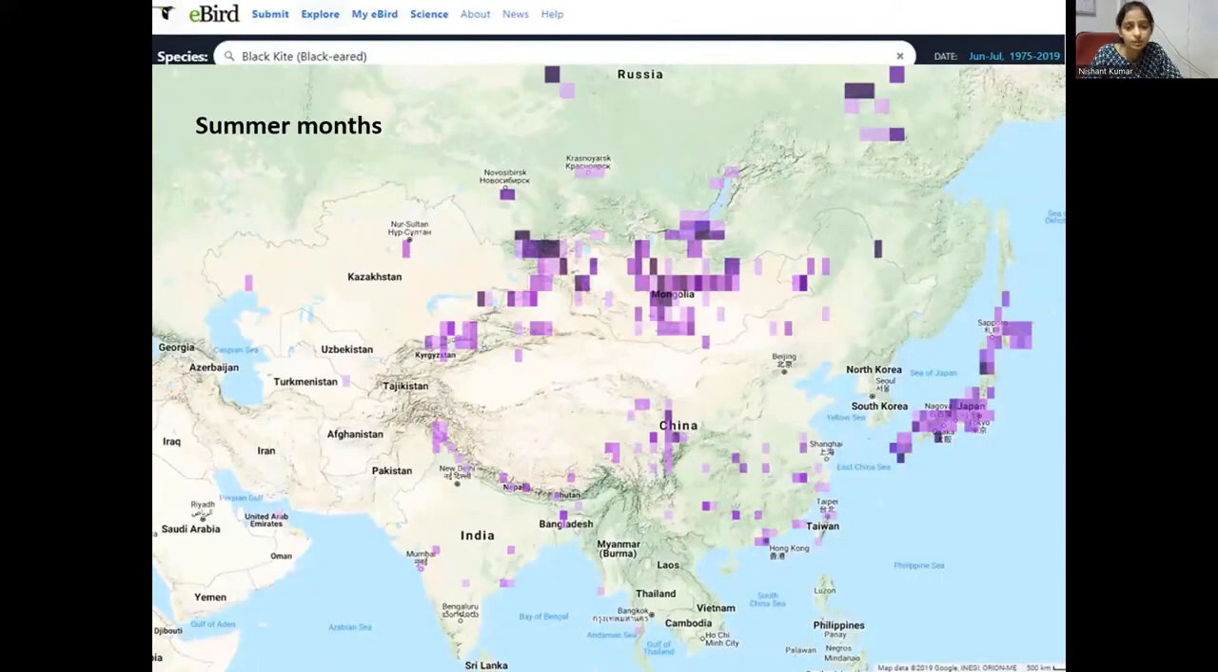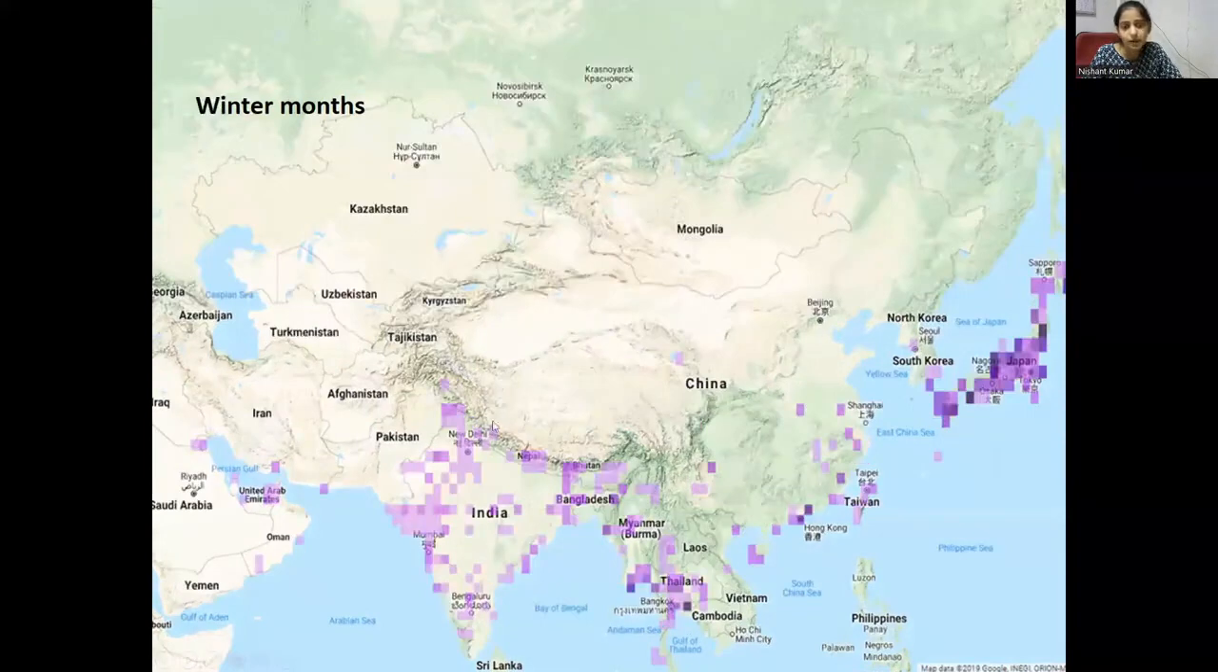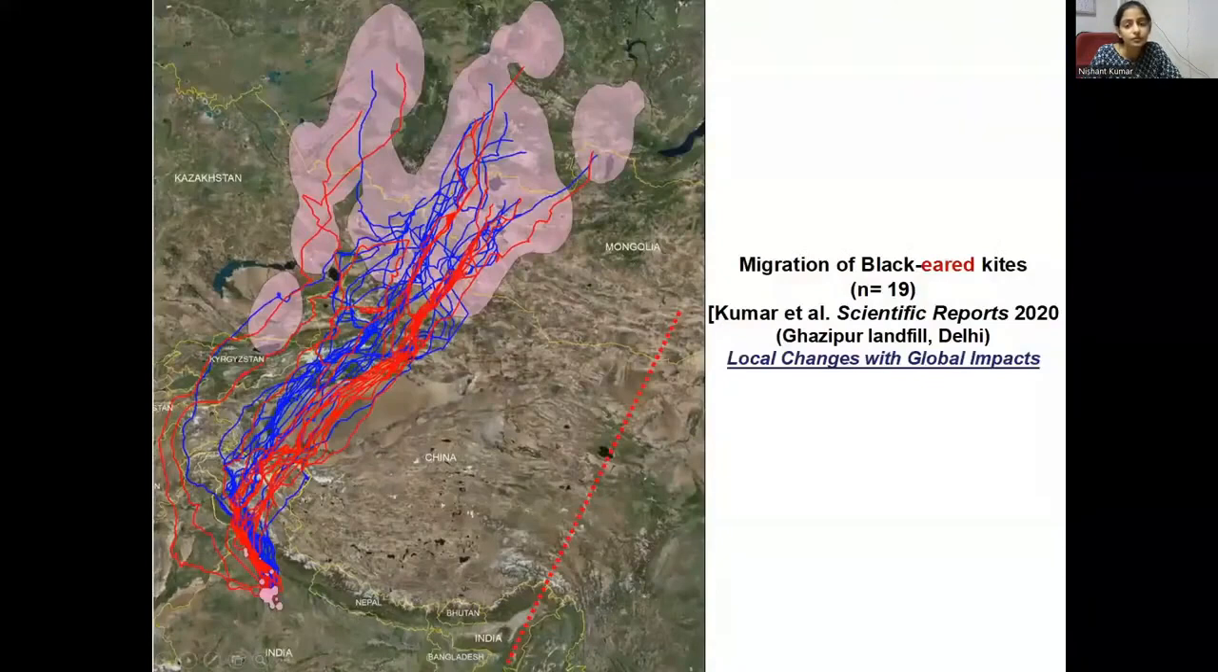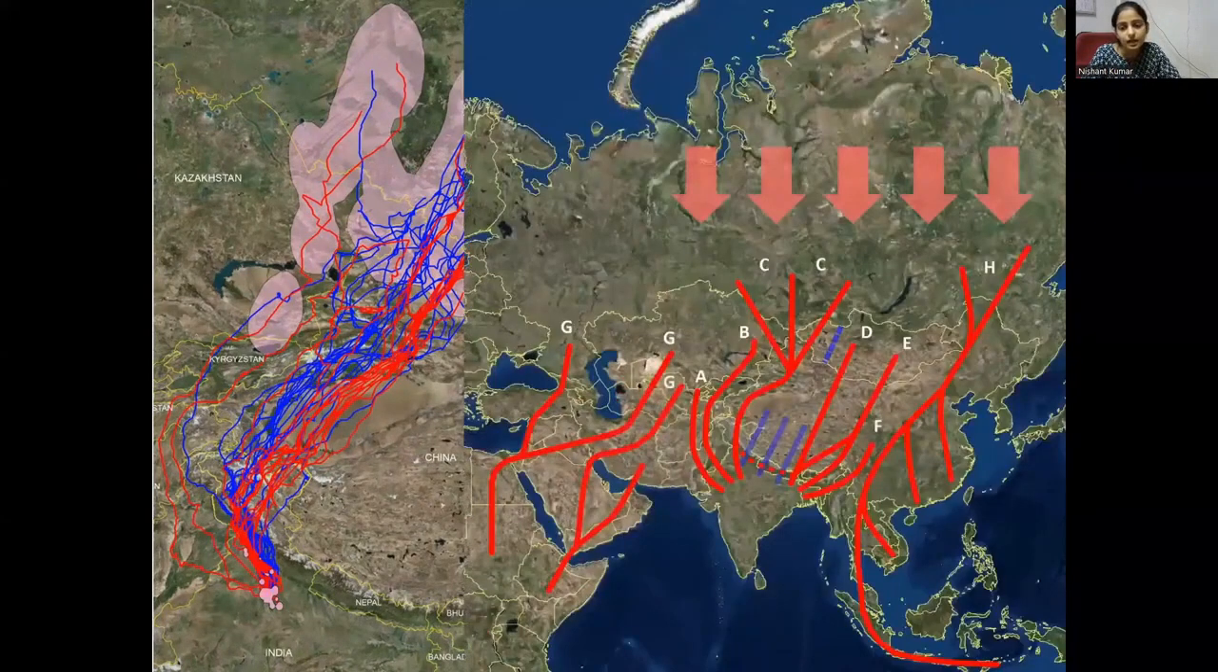The eBird data also corroborates with the data. We can see that during the summer months, there are observations in the Central Asian steppes, and during the winters, most of the observations are in South Asia. We've recently published this work in the journal Scientific Reports, if you would like to read this paper in greater detail. And what we've done is added our data set to the already existing pathways of the Central Asian flyway, which are used by other birds.